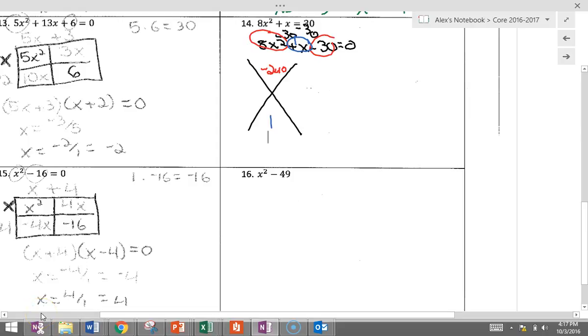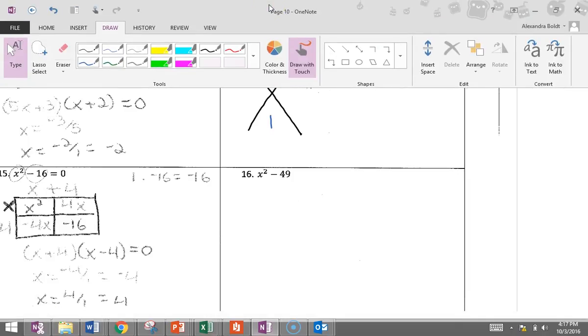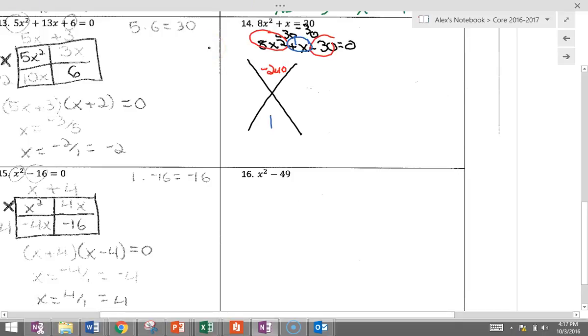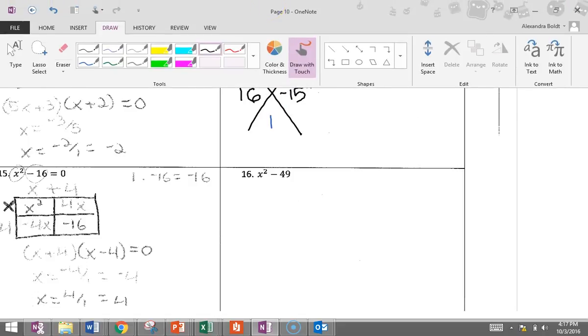Since this number is so big, this one might take you a while to find your two numbers. But I do eventually find that 15 and 16 multiply to 240, and those numbers do have a difference of 1. My bigger number is going to be positive, since 1 is positive. So my two numbers are 16 and negative 15.